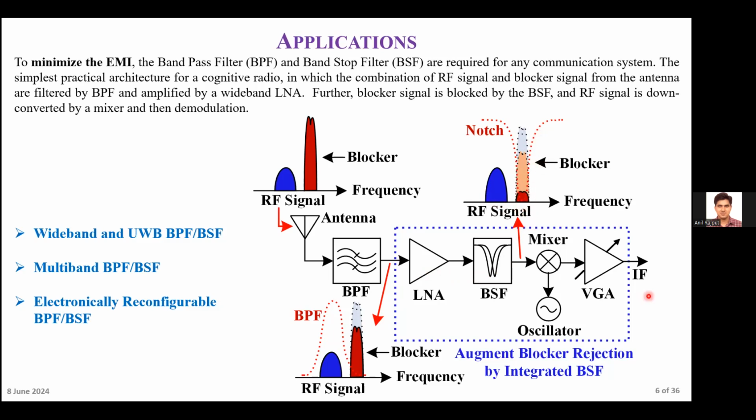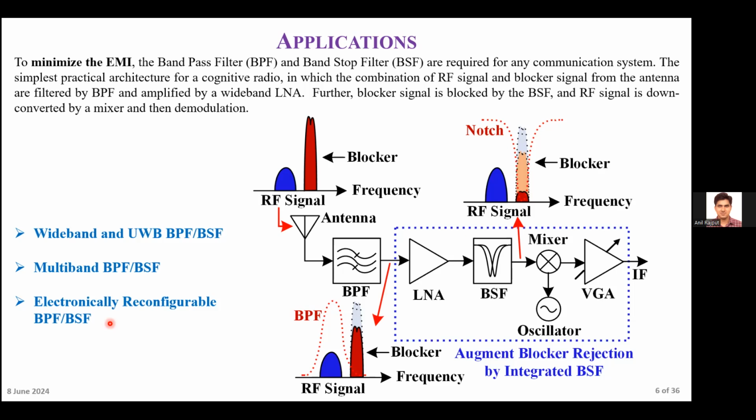Right. So there are two filters we can use. There are three possibilities to design the band pass filter and band stop filter. First one is the wideband and ultra wideband pass filter and band stop filter, and the multiband band pass and band stop filters, and then the electronically reconfigurable band pass and band stop filters.